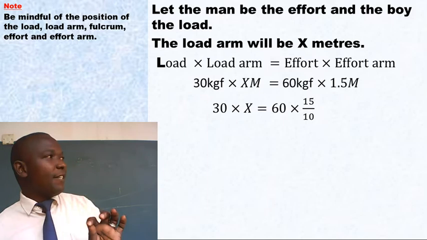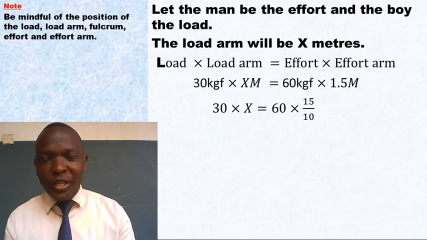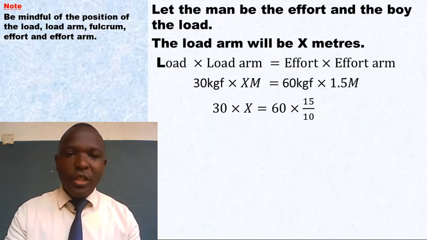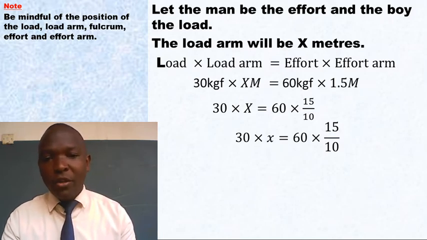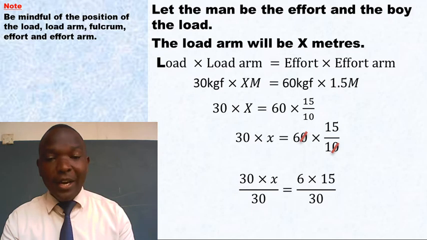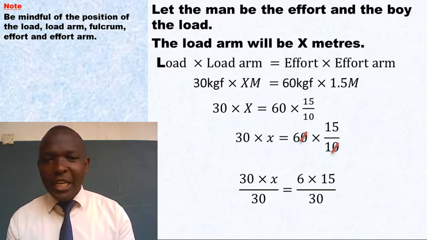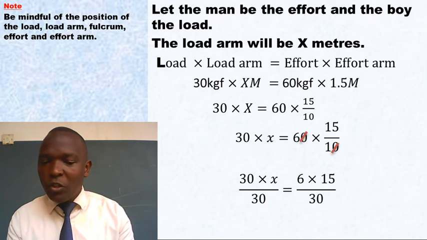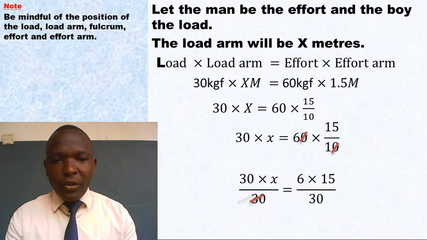But this 1.5 is in decimal. So you need to change it into an improper fraction, which is 15 out of 10. So we reduce it and say 30 times x equals 60 times 15 over 10. So this 0 goes by the 0. Good. So now we have 30 times x equals 6 times 15 divided by 30. Why are we dividing by 30? In order to remove the 30 on this side, we need to divide on both sides and remain with x.